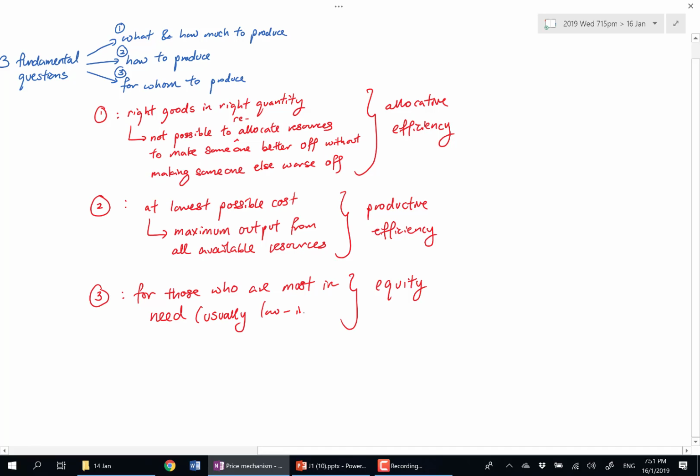Those who are most in need are usually the low-income people. Now, equity has a more fanciful name. It's also known as distributive efficiency. So everything can be seen in terms of this single word, efficiency. So you kind of get a sense, oh, the efficiency we saw from PPC is just the tip of the iceberg. Any questions?